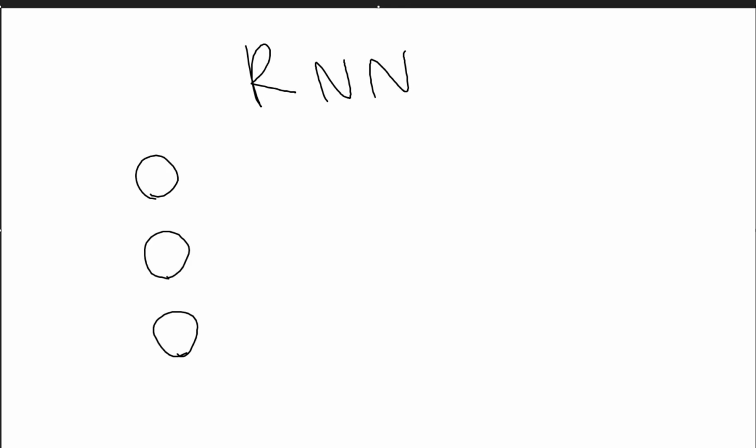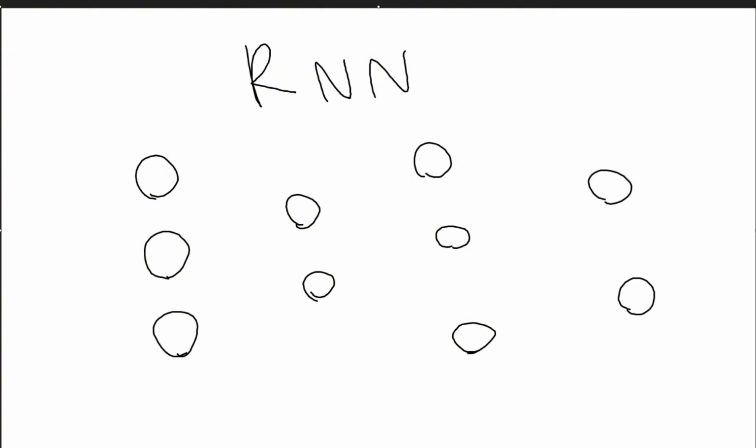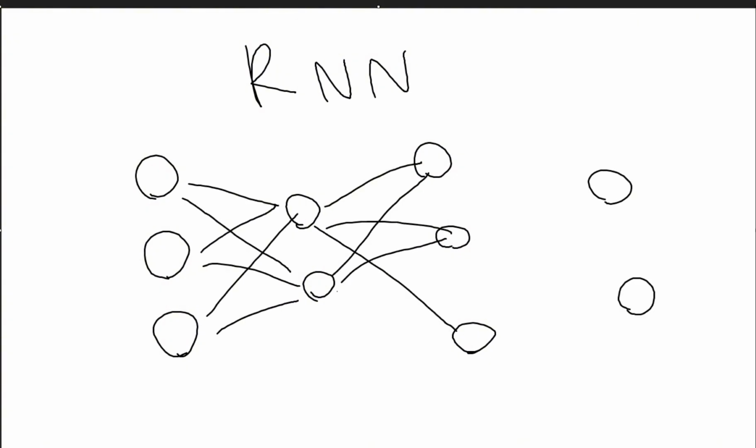Now that we know what a neural network is, let's get into what a recurrent neural network is. A recurrent neural network has the same setup as a neural network, but there's one major difference. It feeds information back into itself. But how does that work?